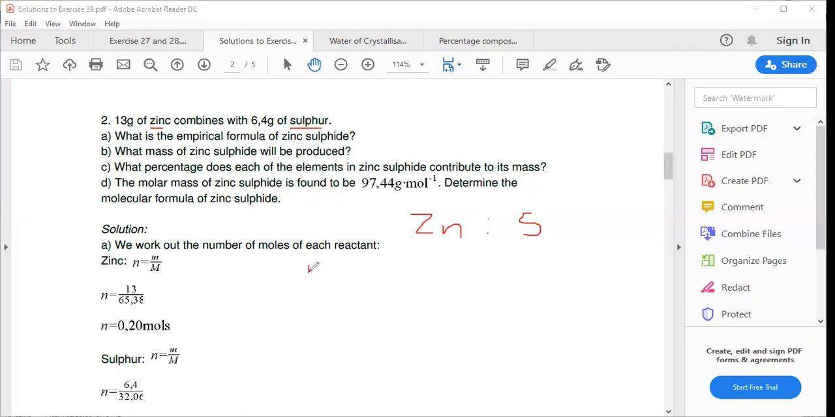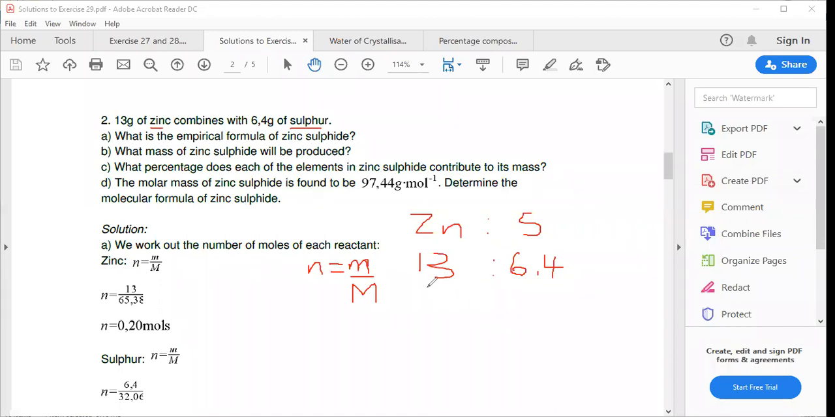The next step is the one where you're going to say number of moles is equal to mass over molar mass. I'm going to take the mass that is given there for zinc, it's 13. Then I take the mass that is given for sulfur, 6.4. Then I divide by the molar mass.